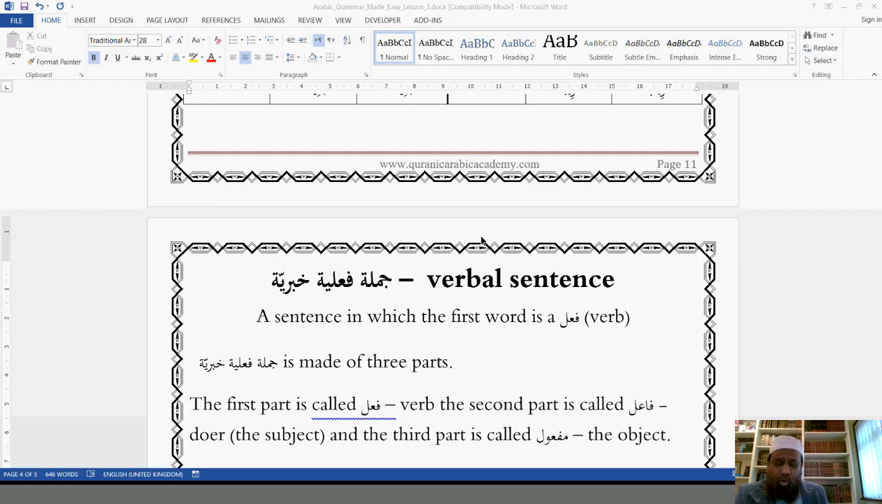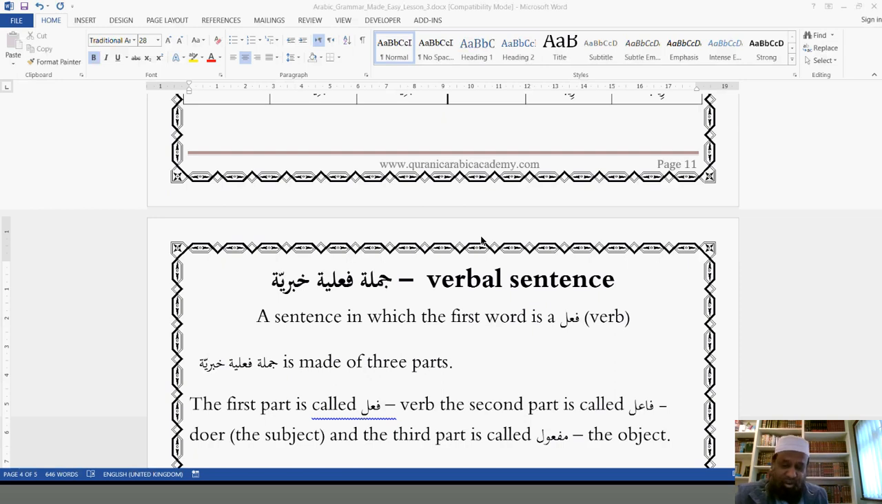Now we need to know what i'rab the fa'il has, or which case the fa'il falls into. What is the i'rab of maf'ul? Which of the 3 cases does maf'ul fall into? Does the fa'il fall into halatul jar, halatul rafa, or halatul nasb, and whatever the maf'ul? Once we know this, it's very easy to make Jumla Fi'liya.